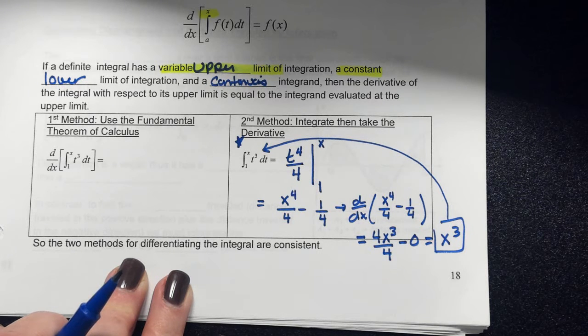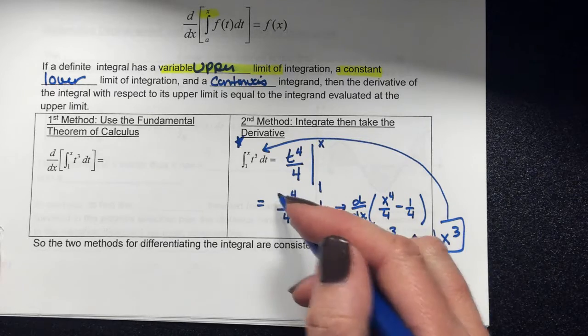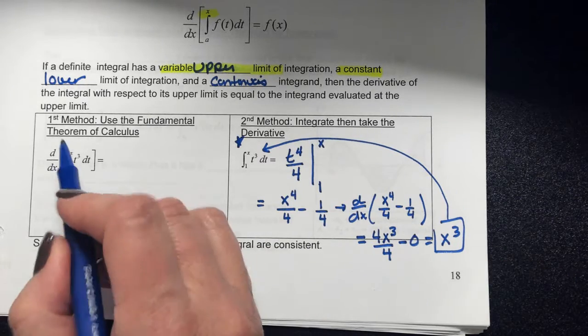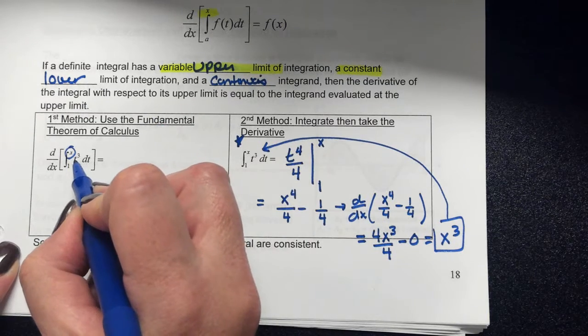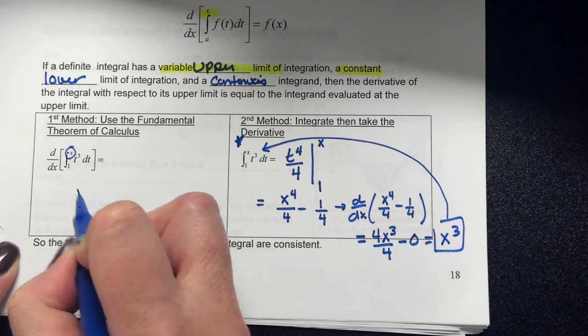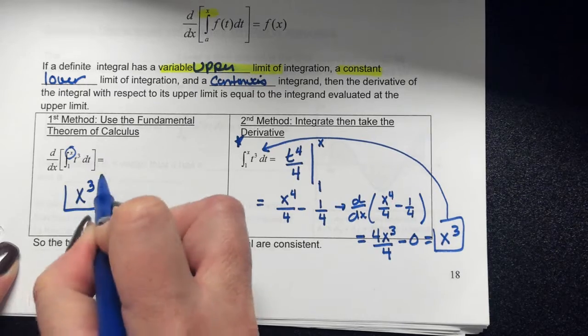But notice there's a relationship. Did I have to do all that work? No. I could have just plugged in that upper bound in for t, correct? And I could have come up with x to the third. So instead of doing all this work, integrating and then taking the derivative, again, as long as the upper bound is a variable, all I need to do is take x and plug it into that integrand, so my answer would just be x to the third.